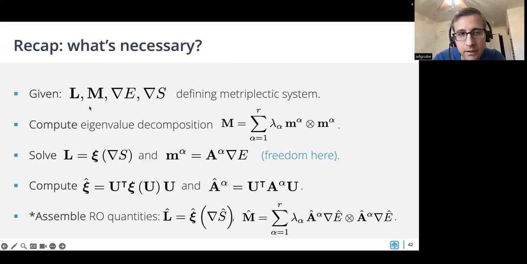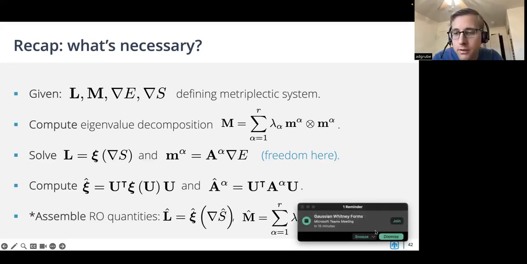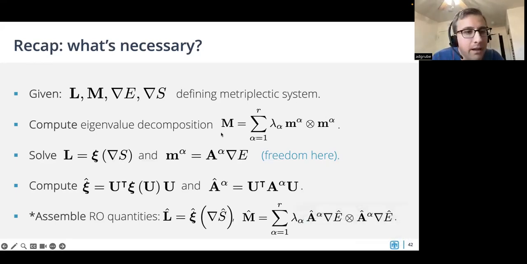Usually you can just inspect this, by virtue of the metroplectic form, which makes this much easier. But if you can't, then you have to actually compute what this is, and then you need to solve these underdetermined problems. So I take L equals my C contracted against grad S, so I need to solve this for C. And I need to solve my eigenvectors are these skew symmetric matrices times the gradient of E.